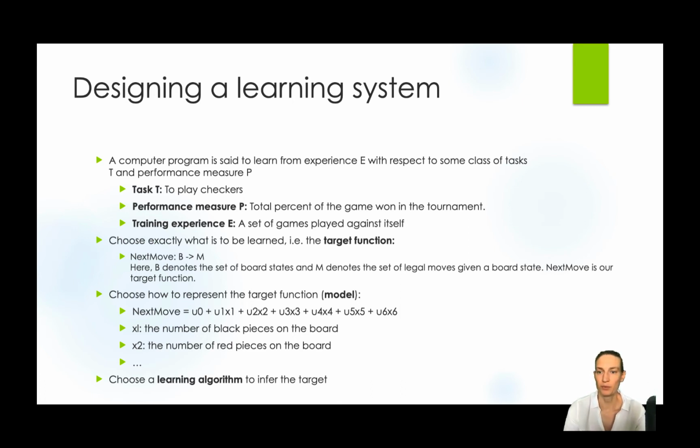In this case, the inputs could be the number of black pieces on the board, the number of red pieces on the board, number of black kings, number of red kings, etc. So once you have all these xi's, the inputs, you can form a linear combination to predict the next move, which in this case would just be a linear regression. Then we choose a learning algorithm to infer the target. This means to optimize the coefficients of our linear model so that the prediction is as good as possible.